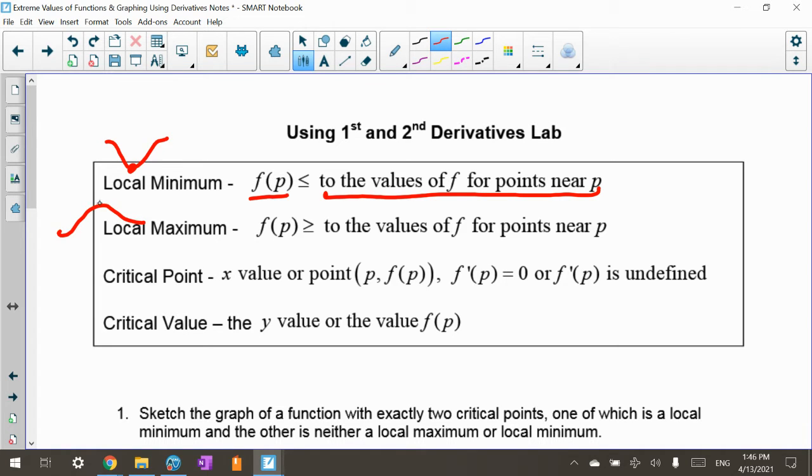A local max is the opposite. The value at that point is greater than all the values around it. So just so you see that.